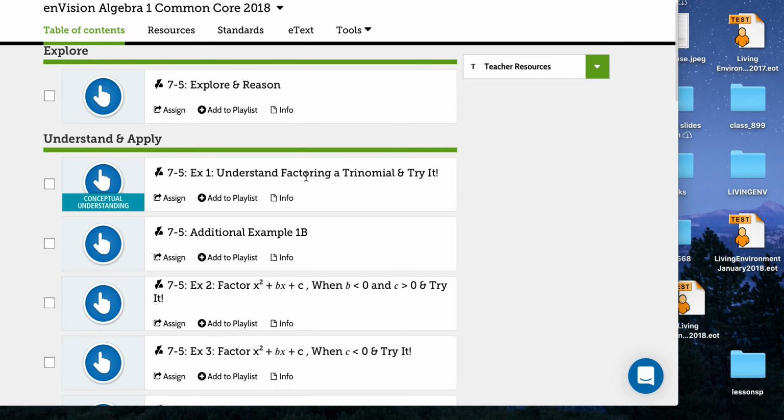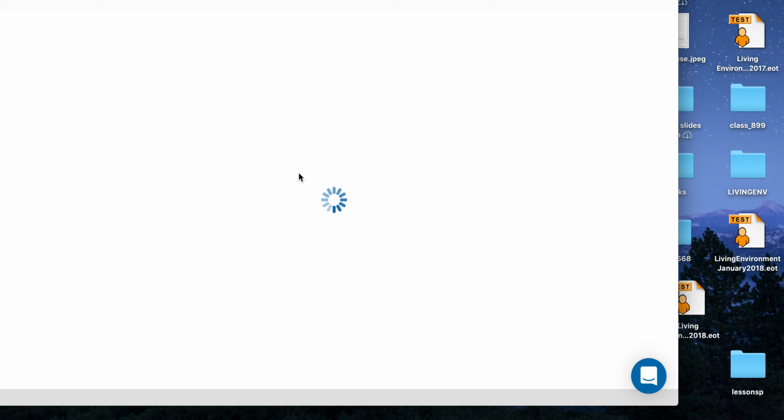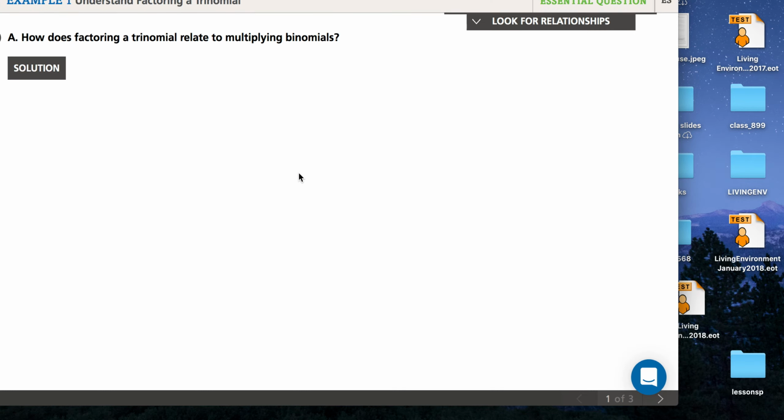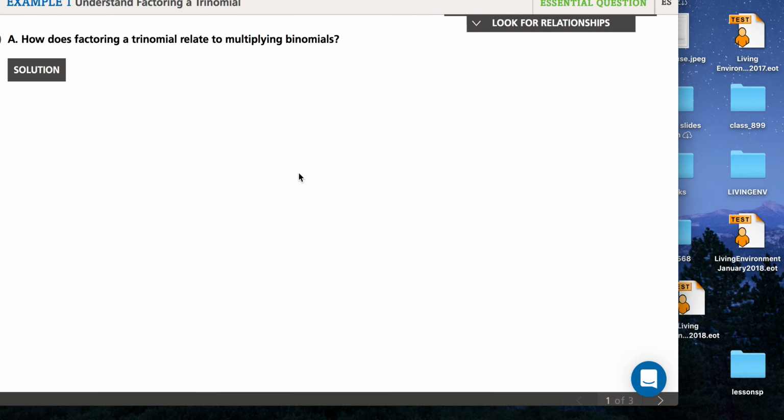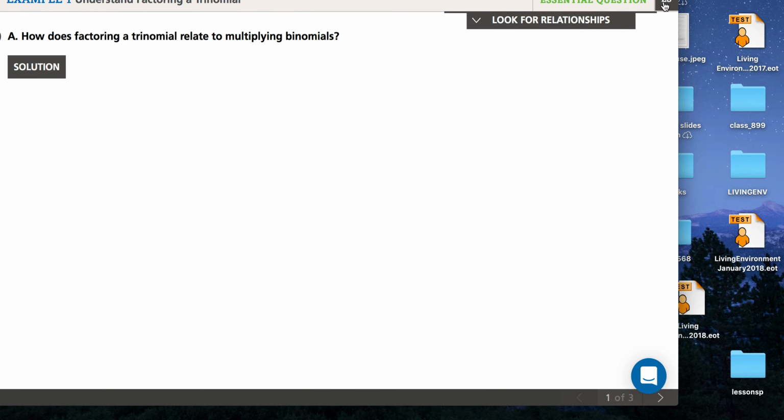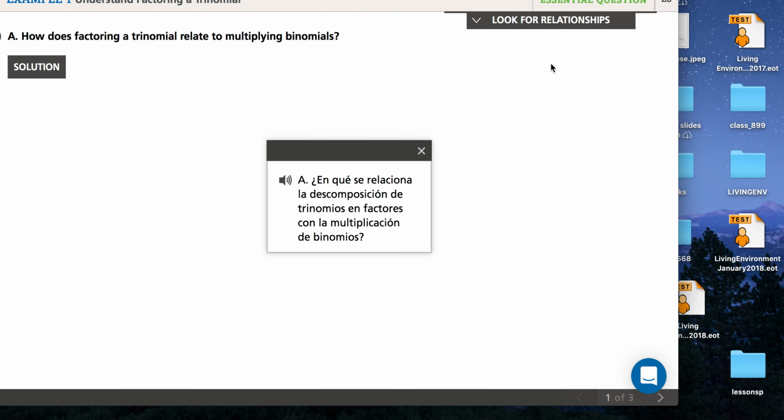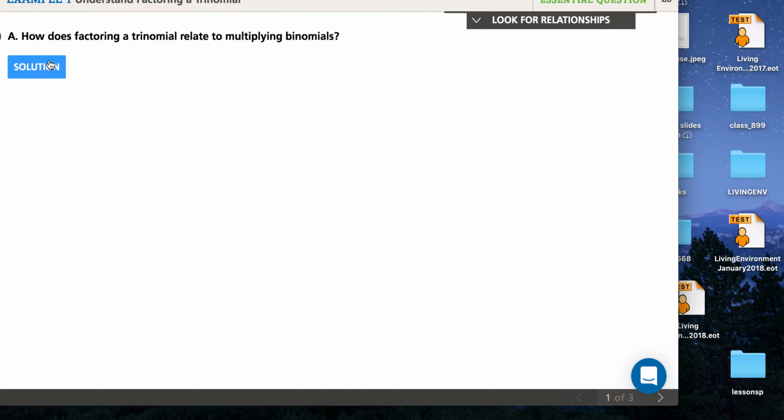Let's see understanding factor trinomial. Okay, let's hear the question in Spanish. And by the way, this is a Spanish week. A. ¿En qué se relaciona la descomposición de trinomios en factores con la multiplicación de binomios? Part A. How does factoring a trinomial relate to multiplying binomials?